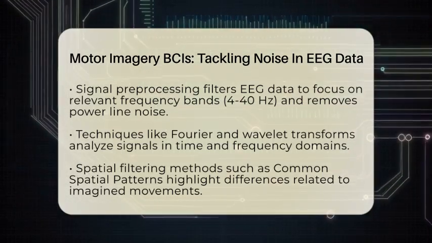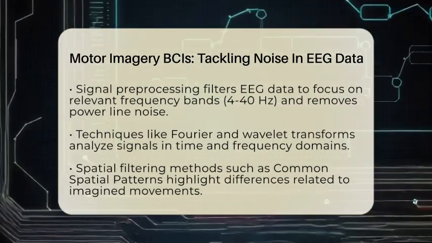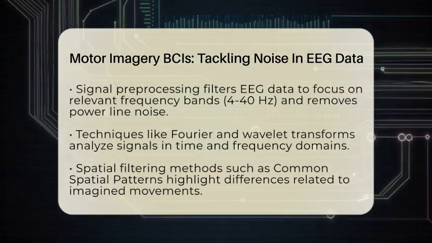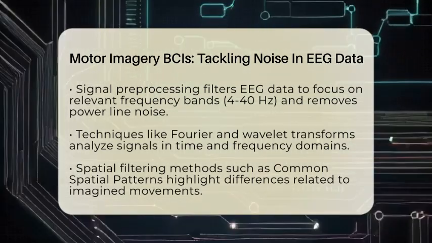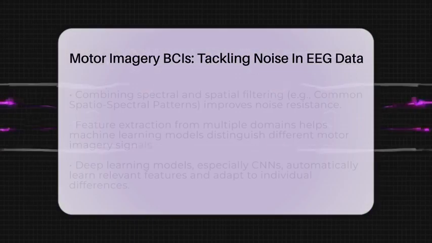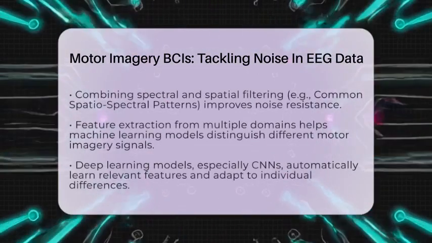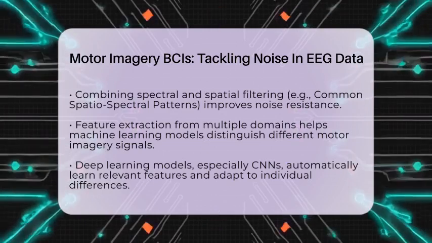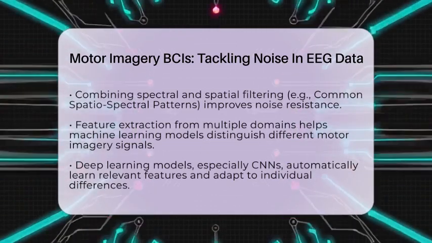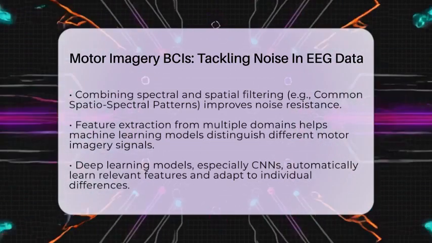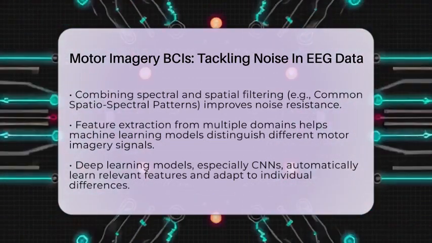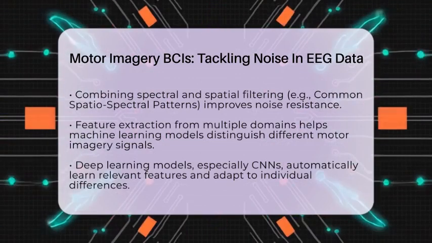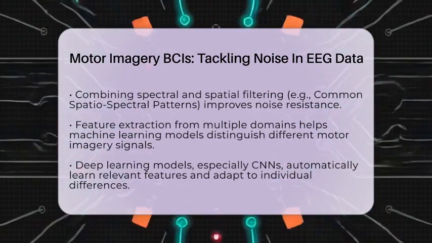Next, spatial filtering methods like Common Spatial Patterns are used. These techniques transform the multi-channel EEG data to highlight differences between imagined movements. They help emphasize the brain activity related to motor imagery and suppress unrelated noise. Variants like Common Spatiospectral Patterns combine spectral filtering with spatial filtering to improve results further. These methods help extract features that are more resistant to noise.